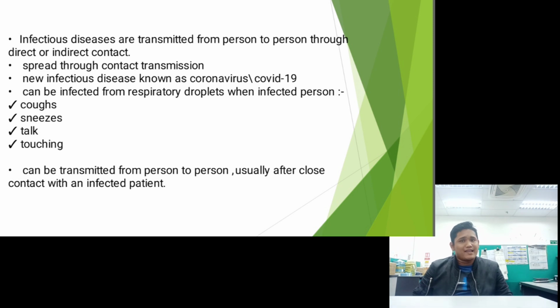COVID-19 is mainly spread from person to person. A person can be infected from respiratory droplets when an infected person coughs, sneezes, or talks. A person may also get it by touching the mouth, nose, or eyes. Coronavirus can be transmitted from person to person, usually after close contact with an infected patient, for example, at home, at a workplace, or at a health care center.